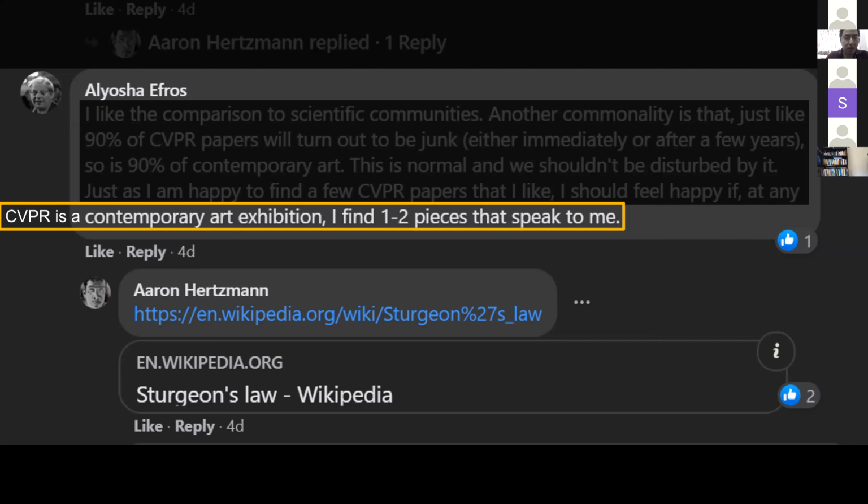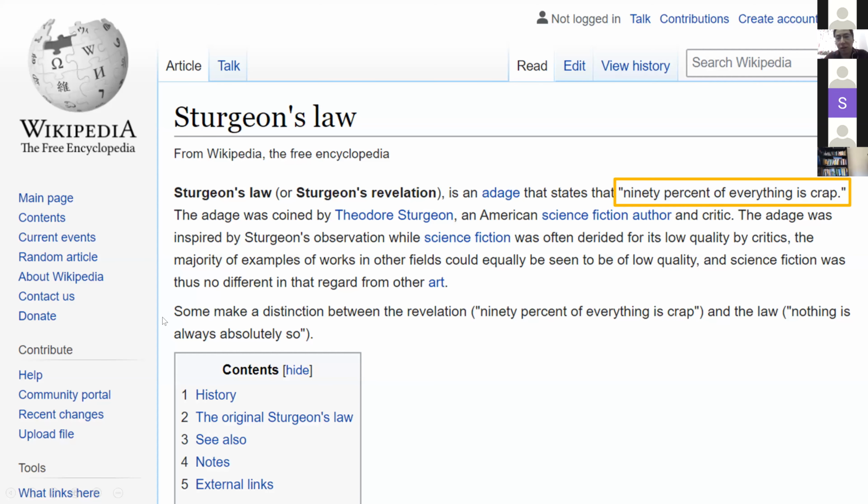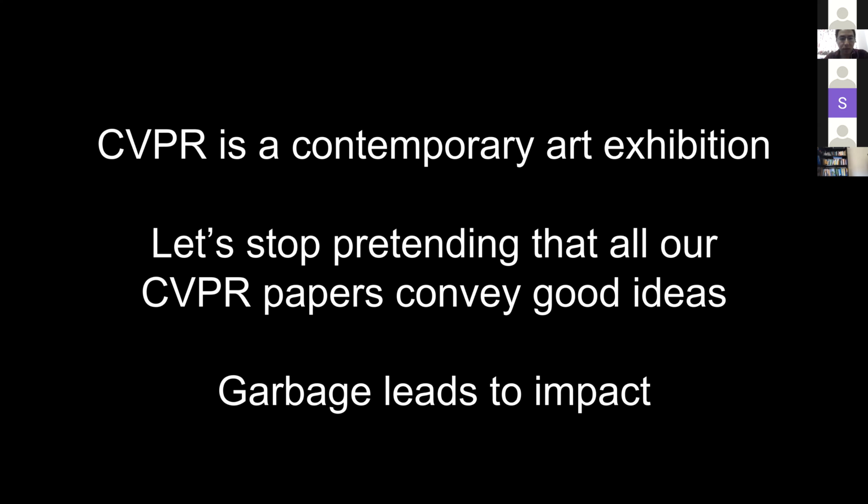And there even exists a law, Sturgeon's law: 90% of everything is crap. And so in this conversation of top researchers, whom everybody respects, if I interpret it, CVPR is a contemporary art exhibition. Most ideas are actually garbage. So let's stop pretending that all our papers convey good ideas. Let's stop confusing engineers or fellow researchers, because they're actually bad ideas, not great.